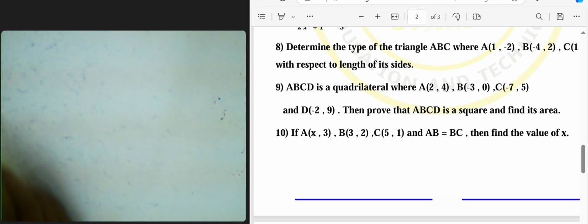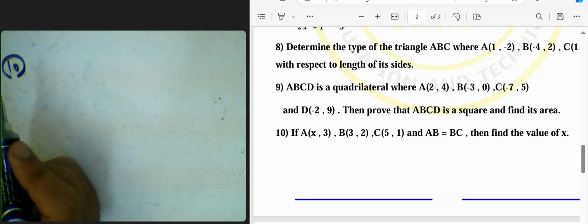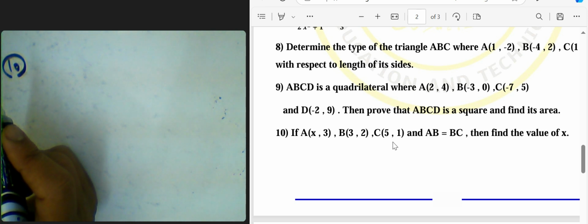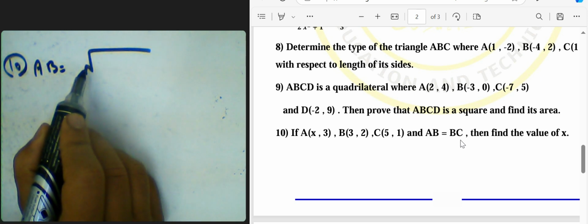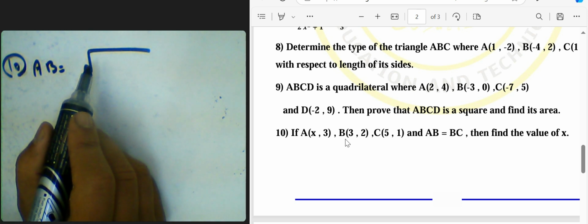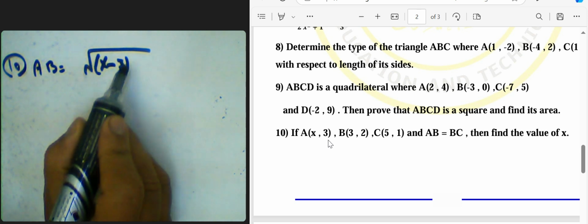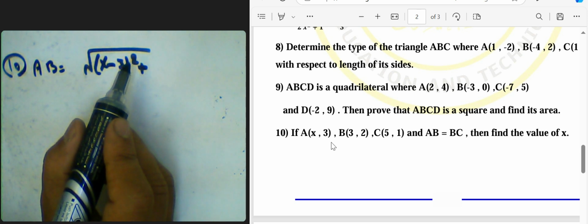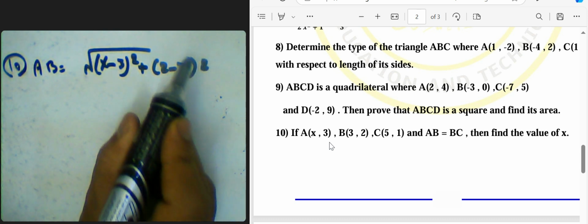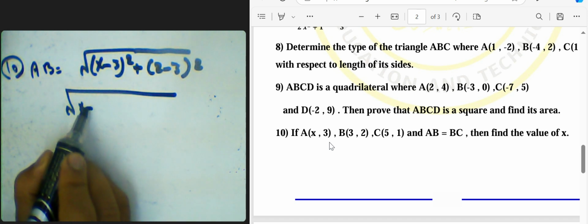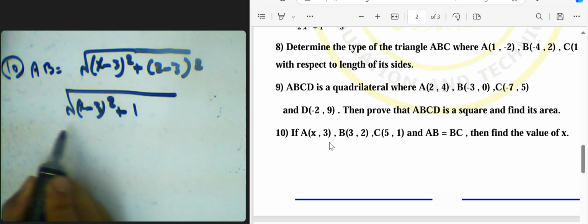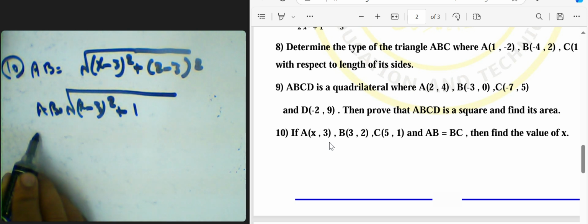Question number 10. If A (X, 3) and B (3, 2), C (5, 1), and AB equal BC, then find the value of X. Okay, first step, we can find the length of AB here. A and B, we can write X minus 3 power 2 and 2 minus 3 power 2. Okay, the result we can simplify it, right? X minus 3 power 2 and here 1. It was AB. And what about BC?